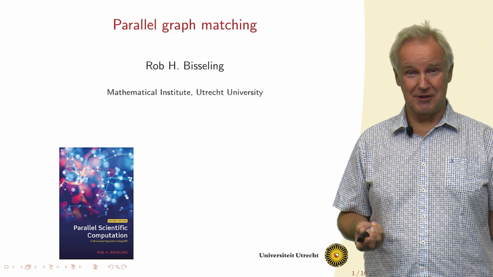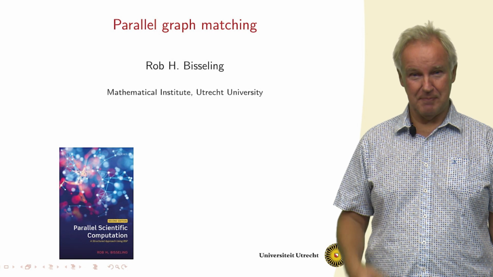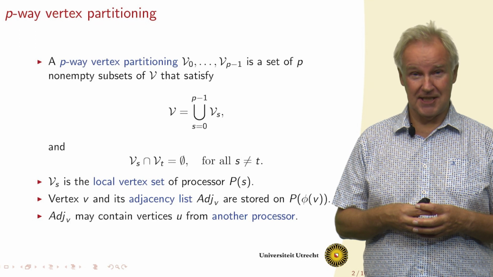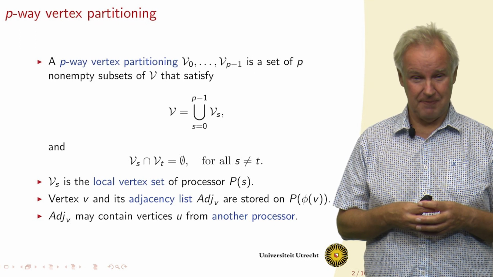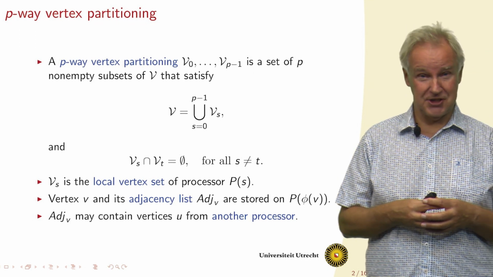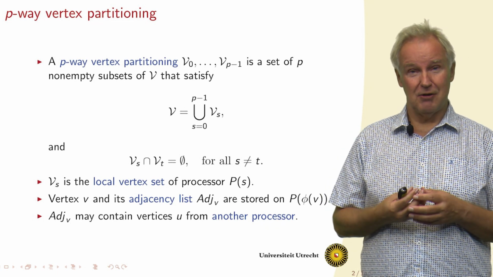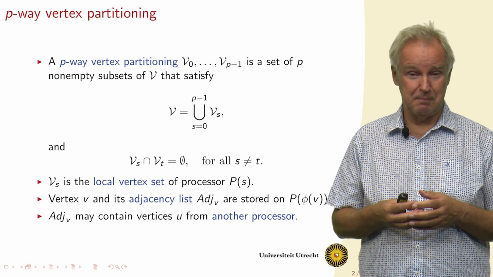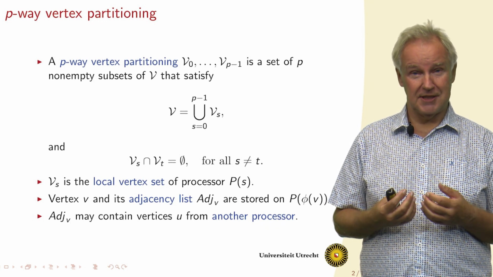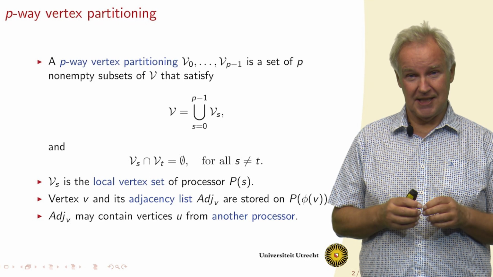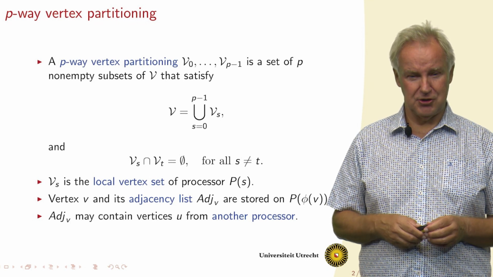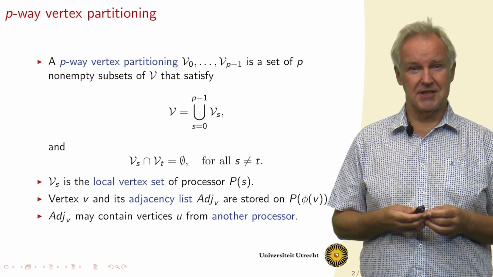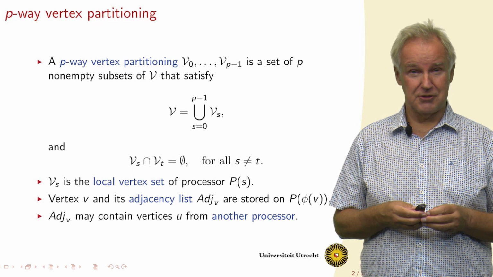Now we're going parallel for our graph matching algorithm, and we need a partitioning of the data for that. In this case, a partitioning of the vertices. A p-way vertex partitioning is a splitting of the vertex set V into sets V0 up to Vp minus 1, such that the union equals V and that all the sets are mutually disjoint. And then Vs is the local vertex set of processor Ps.